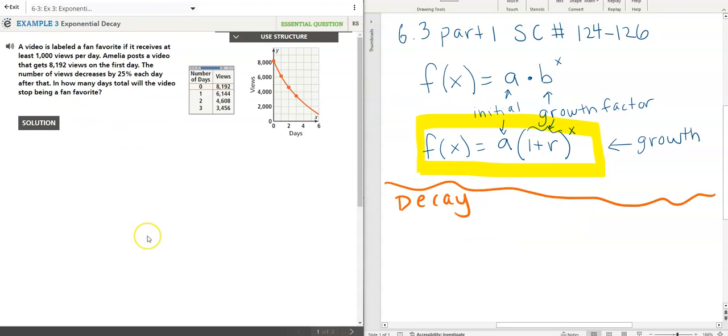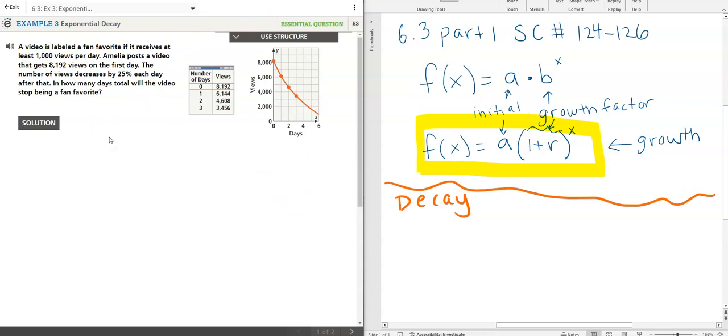Okay, we're going to jump on over to example 3 and now look at the other side, which is exponential decay. So obviously if things can grow exponentially, they can also decay exponentially. So here we have a video that's labeled a fan favorite as it receives at least 1,000 views per day.